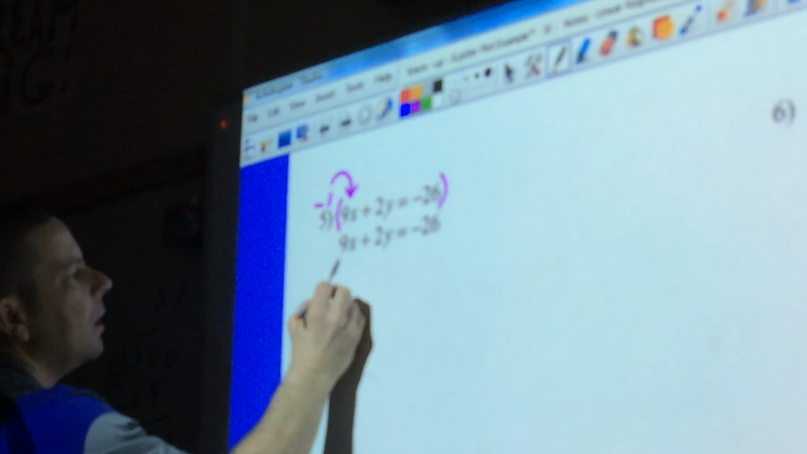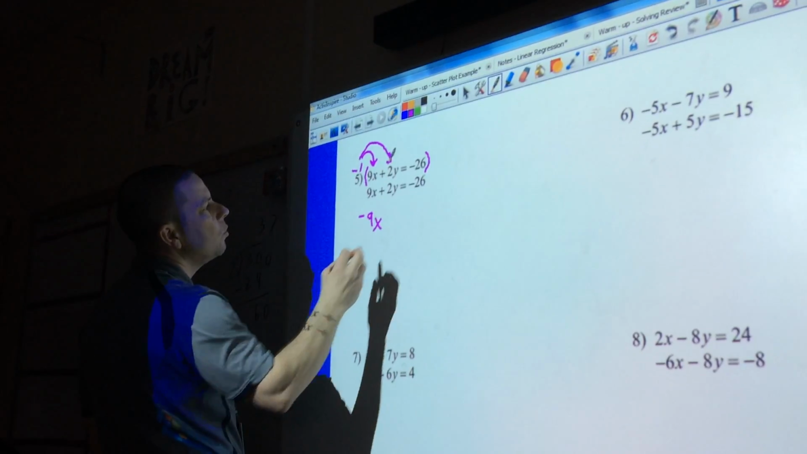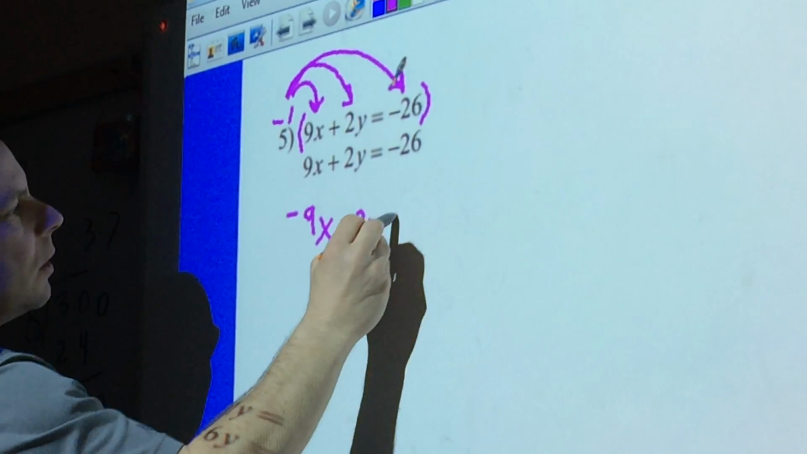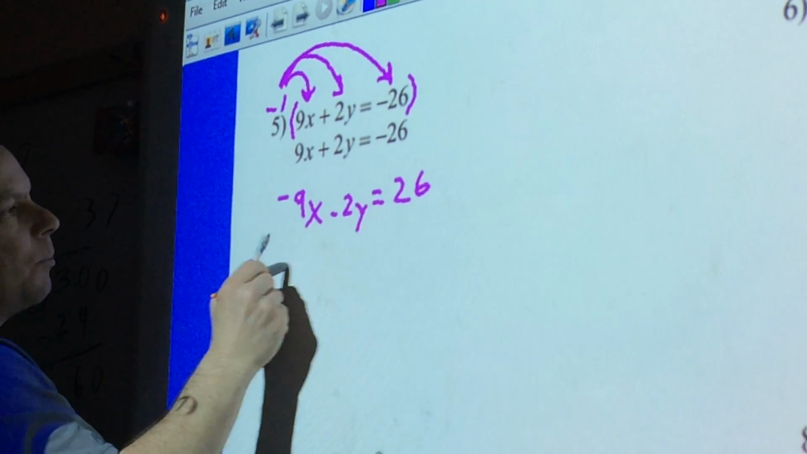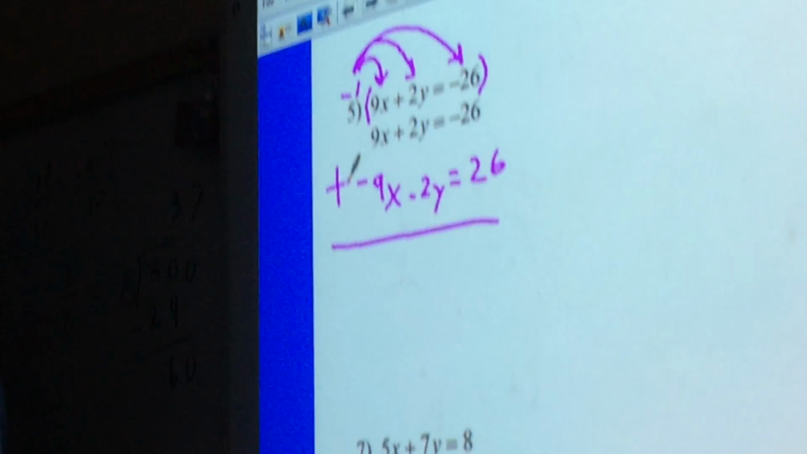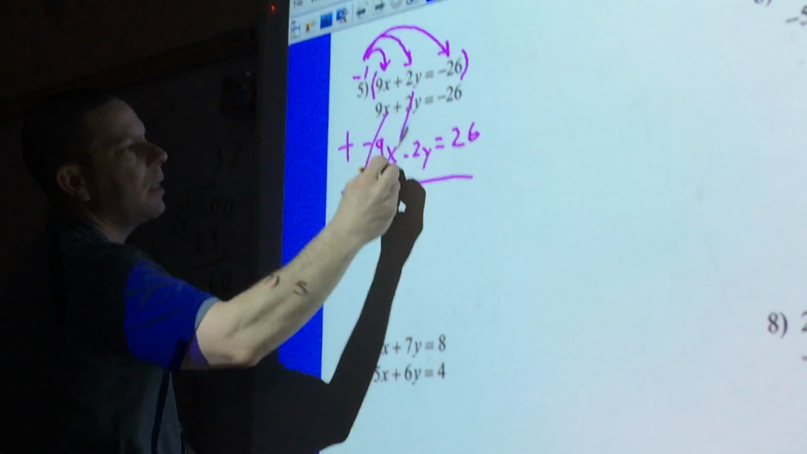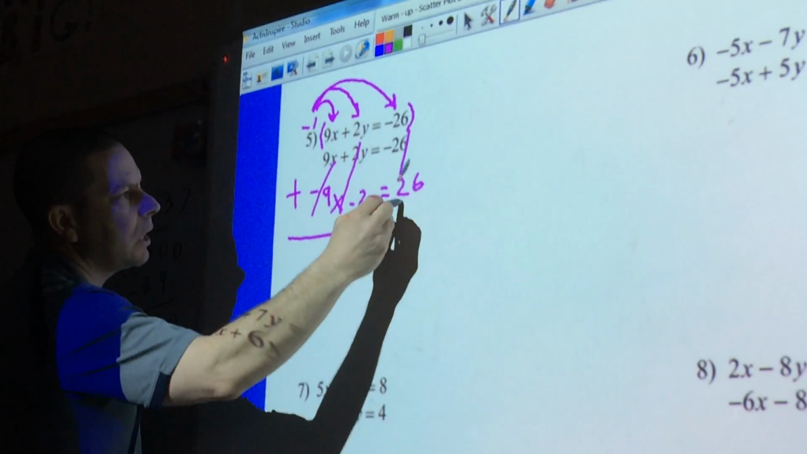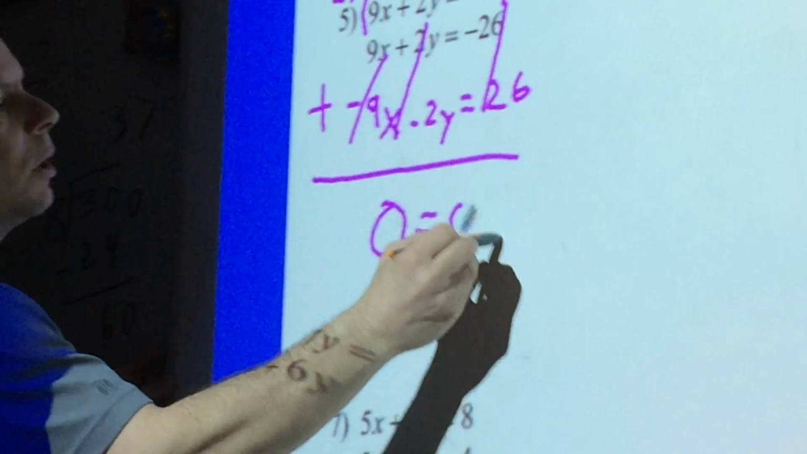-1 times 9x, -9x. -1 times 2y, -2y. -1 times -26, +26. So I created some opposite coefficients here. I'm ready to add the two rows together. What is 9x plus -9x? Nothing. What is 2y plus -2y? Nothing. What is -26 plus 26? Nothing. So in actuality, what we end up with is 0 on the left side equals 0 on the right side.